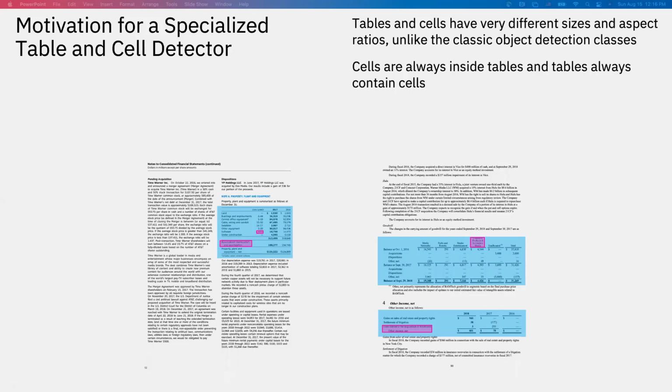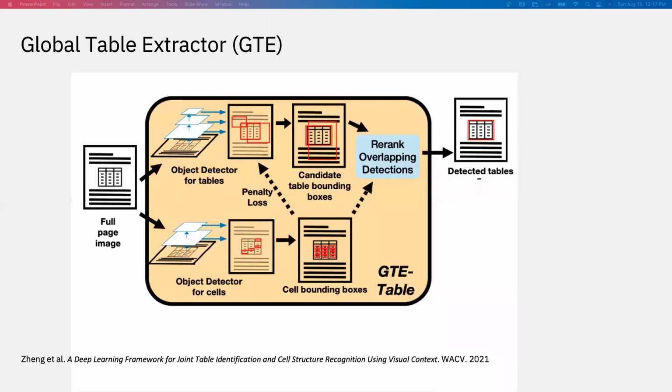In tables, cells are always inside the table, right? A table always contains cells. We cannot have a table that contains no cell, and we cannot have a cell that is independent of a table. So this is a property we leverage in our algorithm called the global table extractor, where we have separate object detectors for table and for cell, and then later on we introduce a penalty loss to actually enforce this constraint.